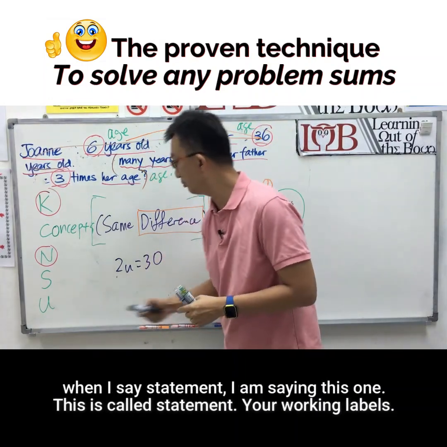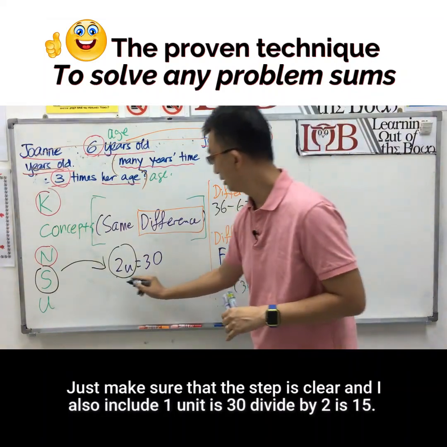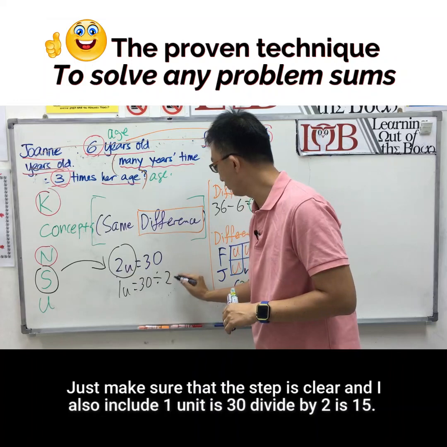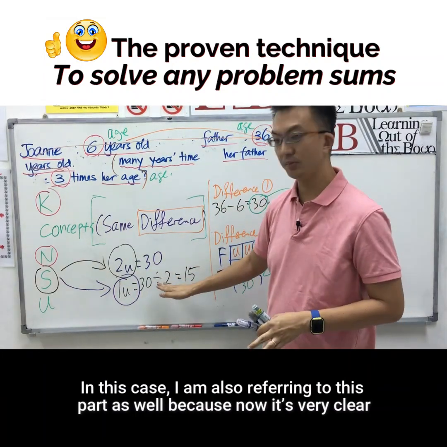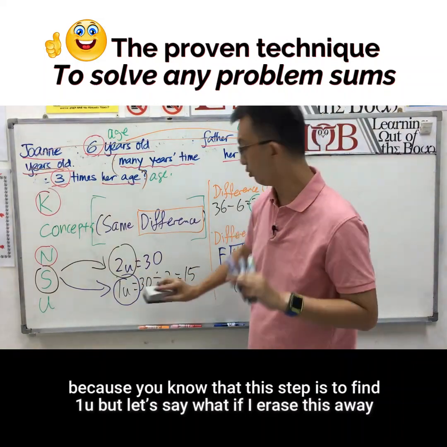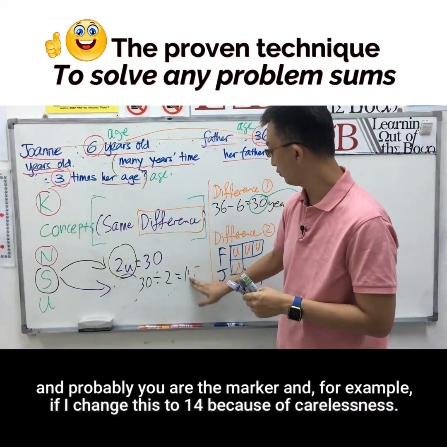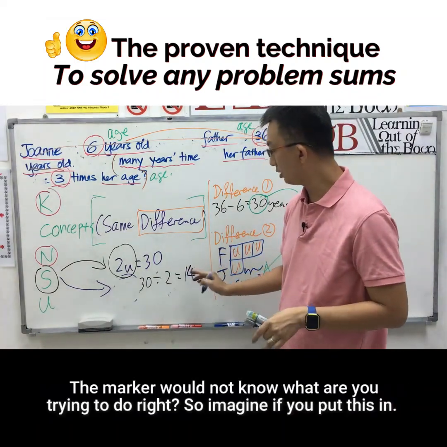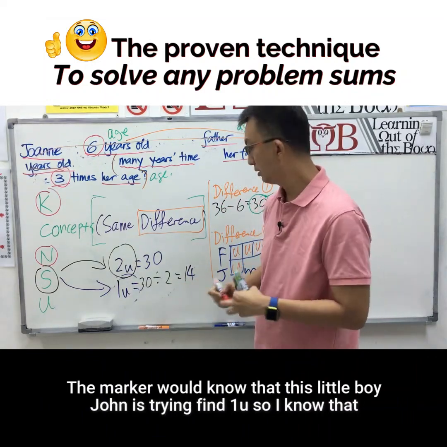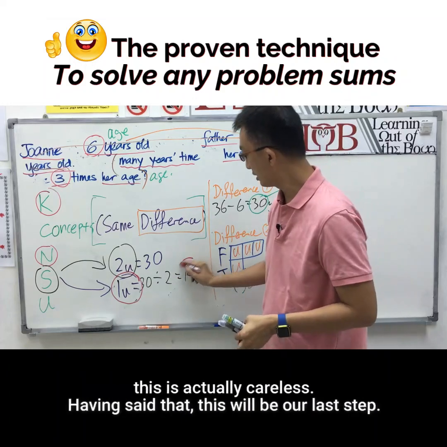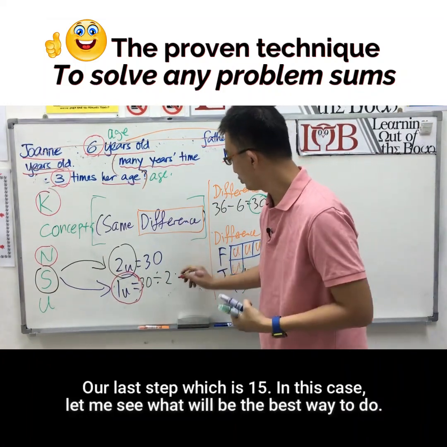And when I say statement, I'm saying this one. This is called statement, your working labels. Just make sure that the step is clear. And then I also include 1 unit is 30 divided by 2 is 15. I'm also referring to this part as well, because now it's very clear that this step is to find 1u. But what if I erase this away? Imagine you're the marker, and if I change this to 14 because of carelessness, the marker will not know what you are trying to do, right? If you put this in, the marker will know that this little boy John is trying to find 1u, so I know that this is actually careless. Having said that, this will be our last step, which is 15.